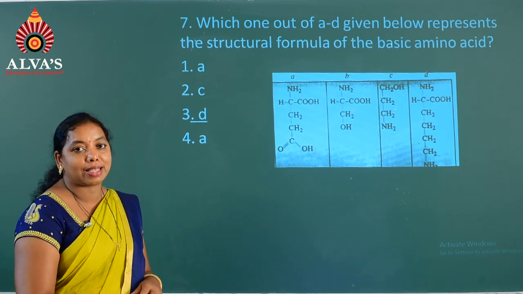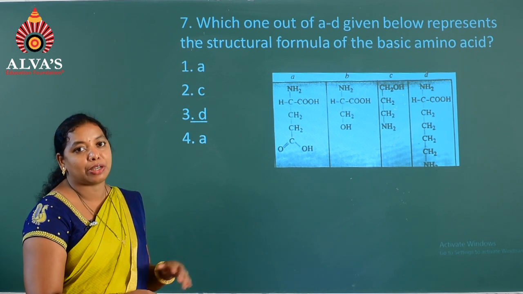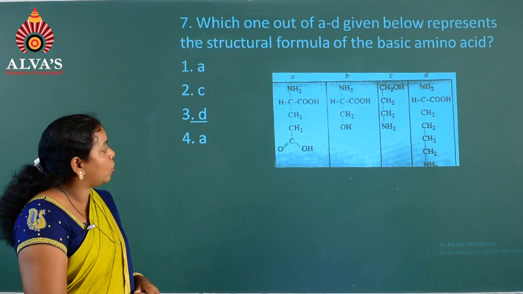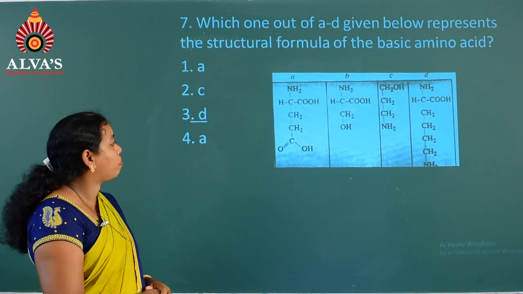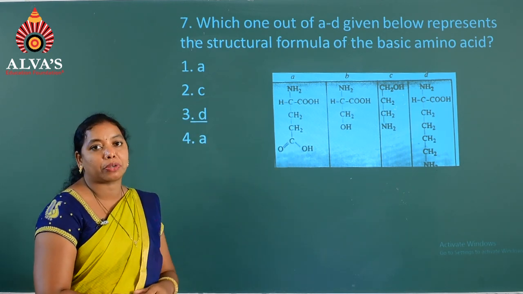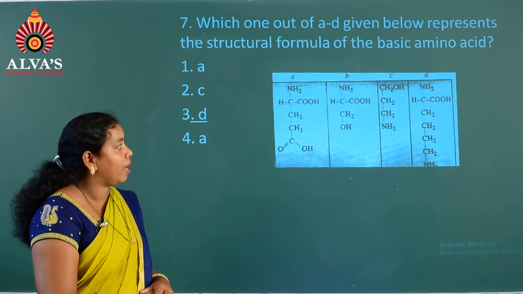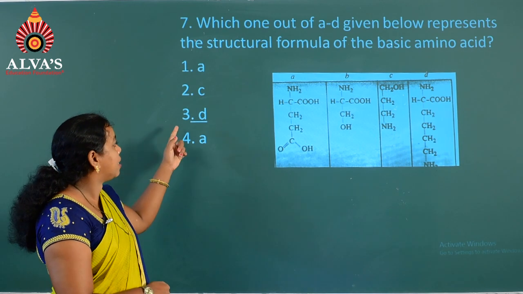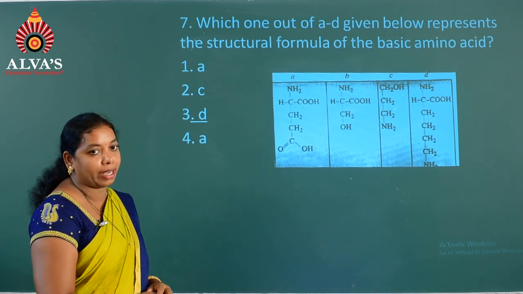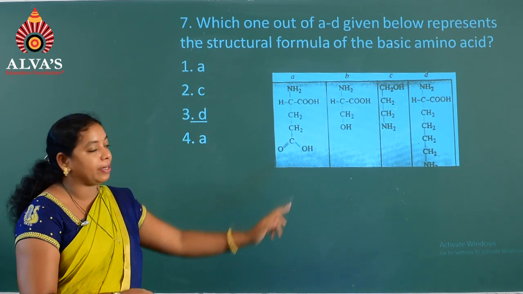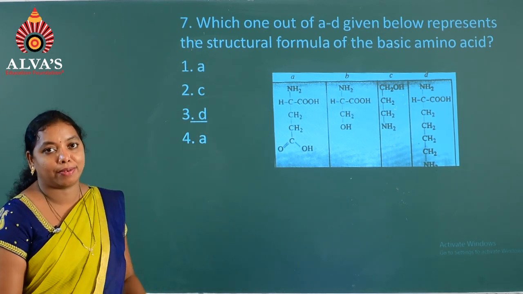See the structural formula and identify the one which matches a basic amino acid. We can give arginine, lysine, etc. as examples of basic amino acids. Here the basic amino acid is the third option, that is D, which is the structure of a basic amino acid because it has the amino end. Hence the answer for question number 7 is the third option, that is D. D is the structure of lysine.